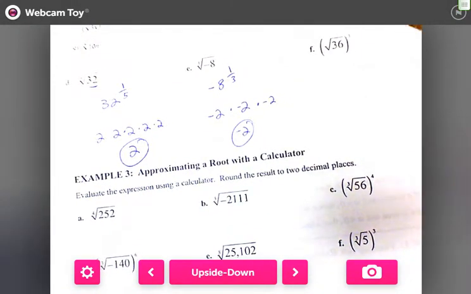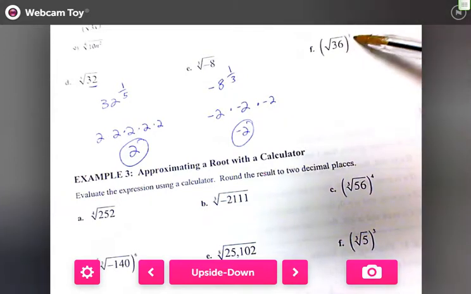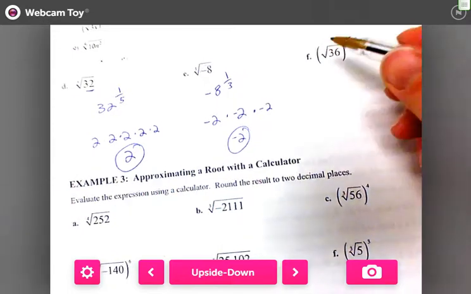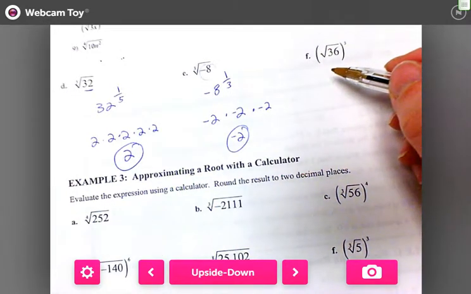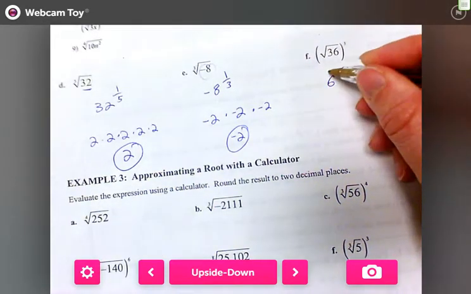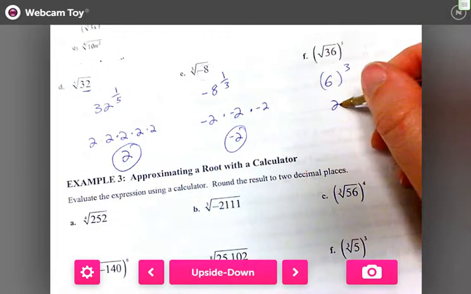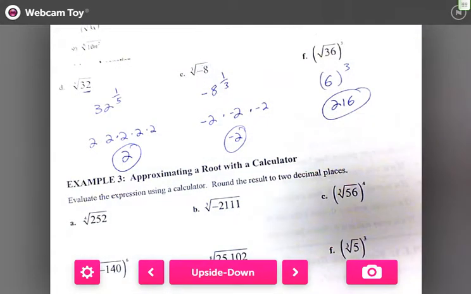Okay. So we've got the square root of 36 cubed. What's the square root of 36? What times what gives me 36? 6. Okay. And then 6 times 6 times 6 gives me 216. Where'd you get 216 from? Because I did 6 times 6 times 6, like I just said.